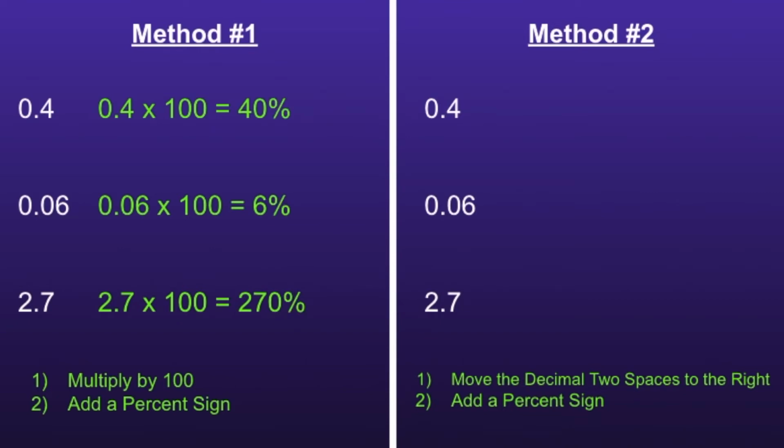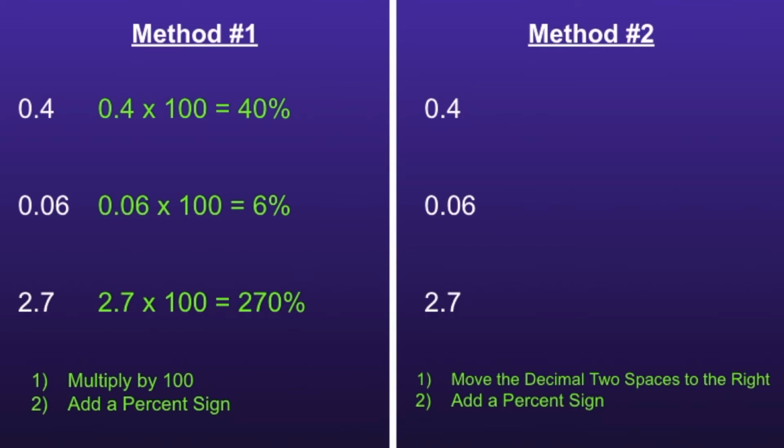0.4 is equal to 40%. 0.06 is equal to 6%. 2.7 is equal to 270%. Now let's move on to method number 2. Method number 2 also has two steps.